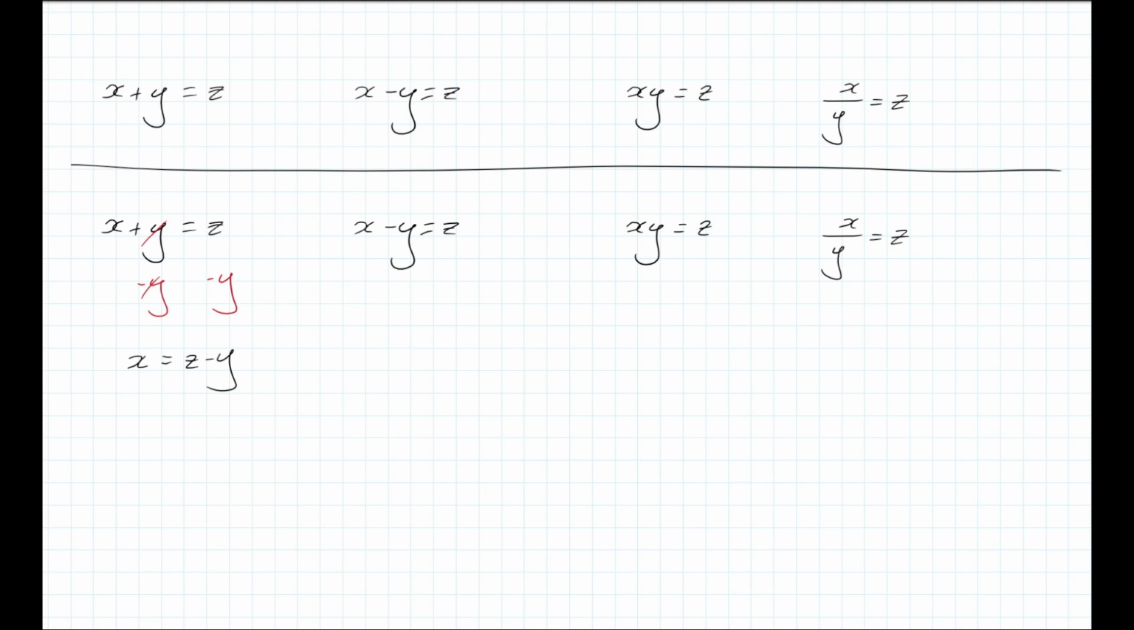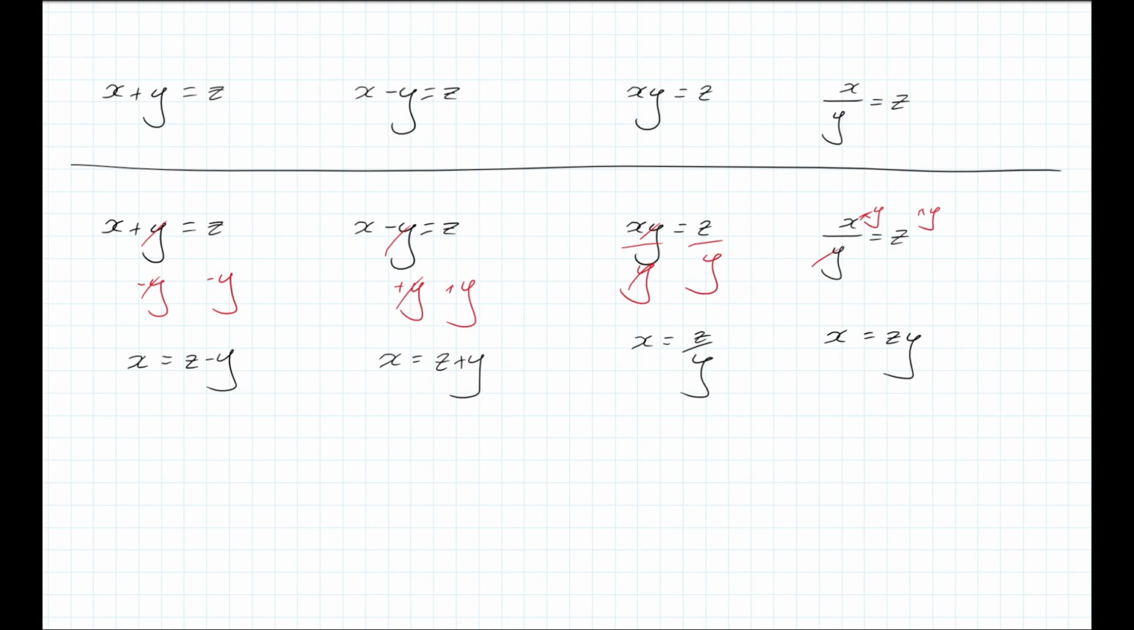Alright, let's do the next one. The opposite of subtracting y is adding y. We add y to both sides, it's going to cancel out, and we're going to be left with x is equal to z plus y. The next one, we have x multiplied by y. So we're going to divide both sides by y to cancel it out, and we're going to end up with x equals z over y. And lastly, we have x divided by y, so we're going to multiply both sides by y, and we're going to end up with x equals zy.